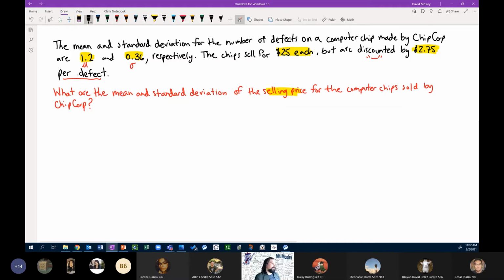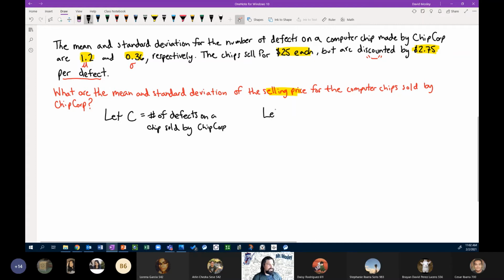First we want to define the things that we're going to be using. We don't just want to jump into the math. We could, but that could get muddy. So first, we're going to define two random variables. We're going to let C equal the number of defects on a chip sold by Chipcore.